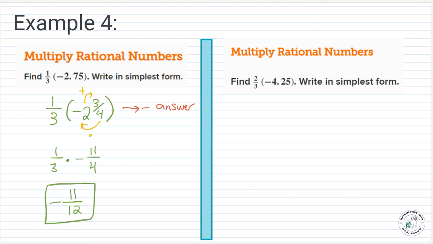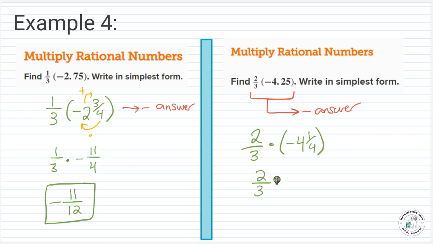Same idea with this question on the right-hand side. So we have the 2/3 multiplied by a -4 and 25/100ths. This is going to be, again, a negative answer because we have different signs. So that's something to keep in mind. And then we'll have basically 2/3 multiplied by -4 and 1/4. Again, we do need to rewrite that mixed number into an improper fraction. So this will be 2/3 multiplied by, this will be -17/4.